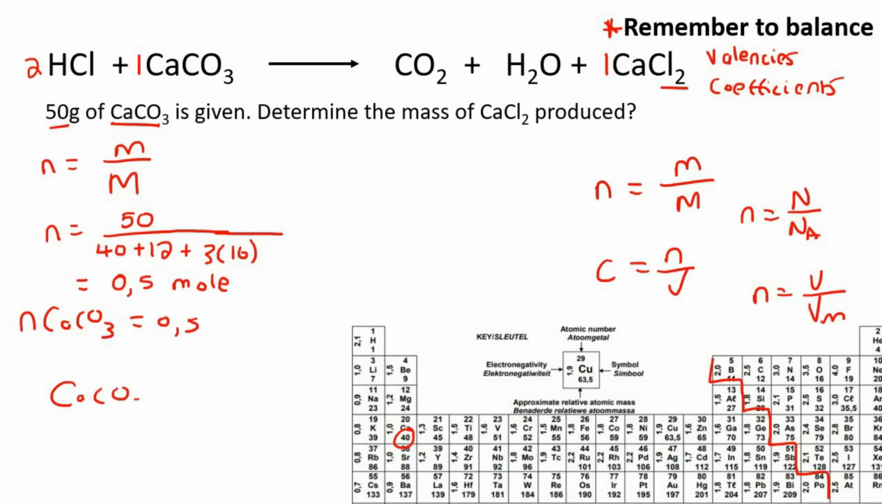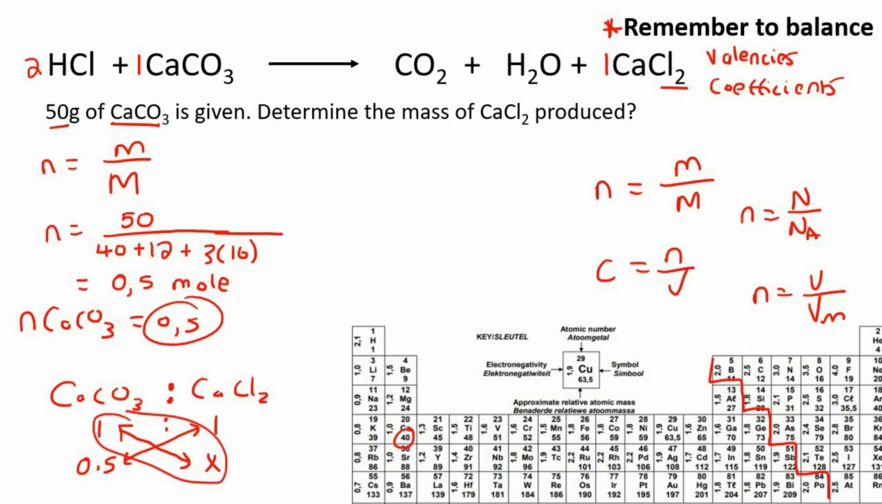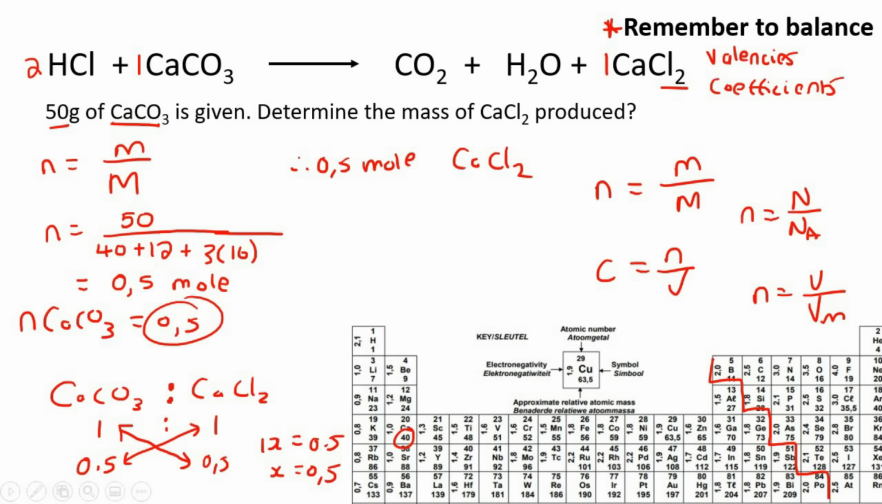So you put CaCO3, then you put CaCl2, and then you put the ratio that you see in the equation. Then you put what we have, and then you work out X. So here's where you do the arrows. So those two and those two. So you're going to multiply these two, and that'll give you 1X. Then you're going to multiply these two, and that'll give you 0.5. And so if you calculate X, you're just going to end up with 0.5. So that means we have 0.5 moles of CaCl2.